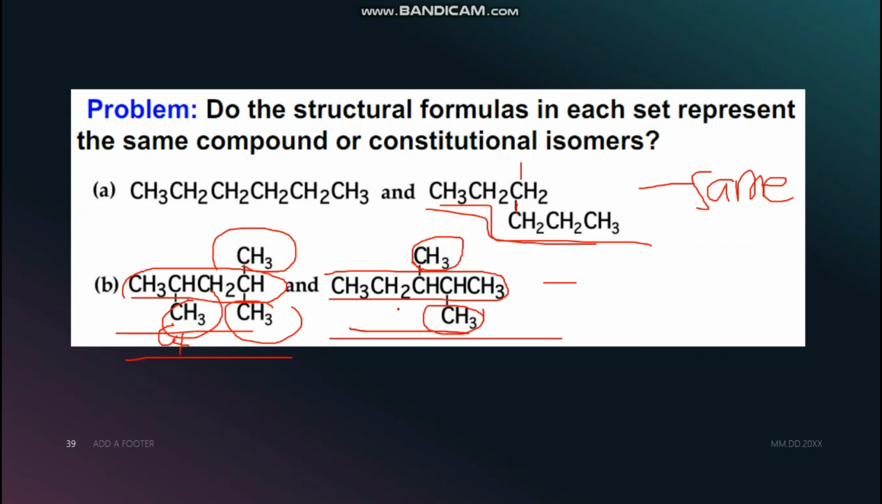So let's see if their molecular formulas are the same. Okay, so how many carbons? 1, 2, 3, 4, 5, 6, 7. This is also 1, 2, 3, 4, 5, 6, 7. So 7 carbons, and they would have exactly the same number of hydrogen atoms. So different structural formula, but the same molecular formula. So these are constitutional isomers. So that's how we identify which of the following are constitutional isomers.